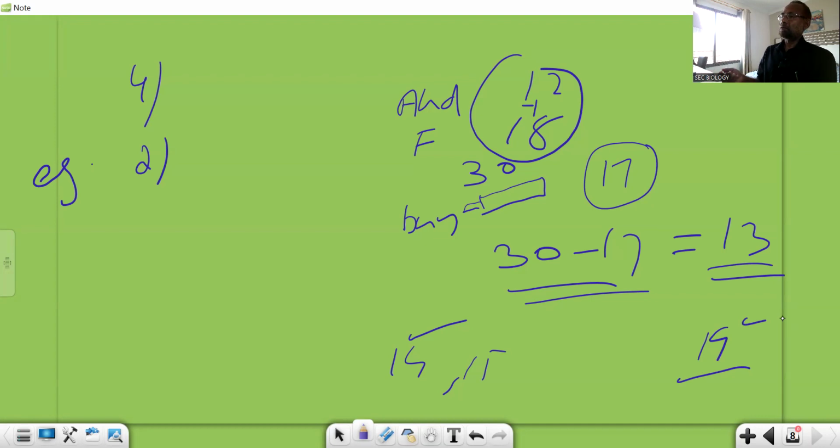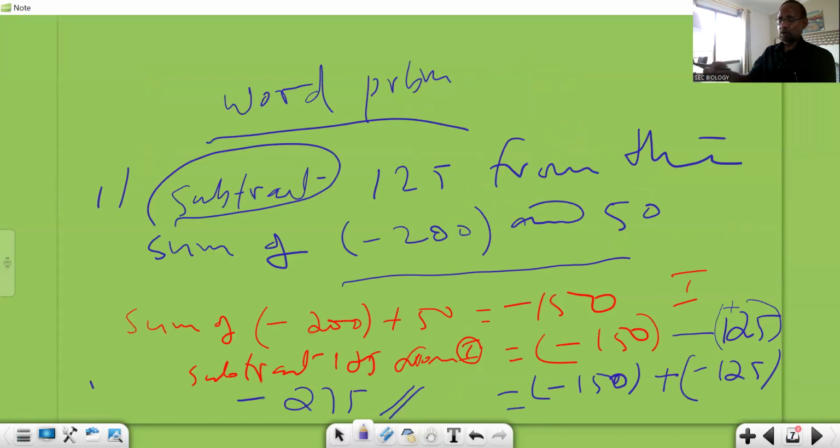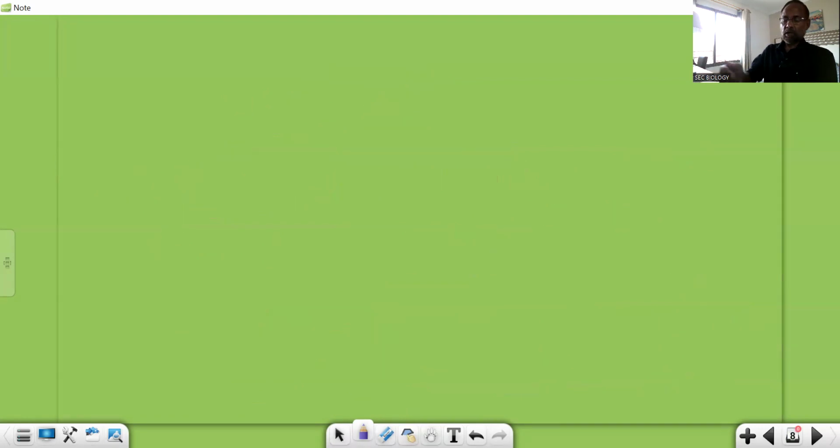Subtract one number from the sum of other two numbers. The same question. Yes or no? Subtract 125 from the sum of minus 250. Subtract, you can subtract. But here minus 280 is there. That is the problem for us, right? Now another question, please.